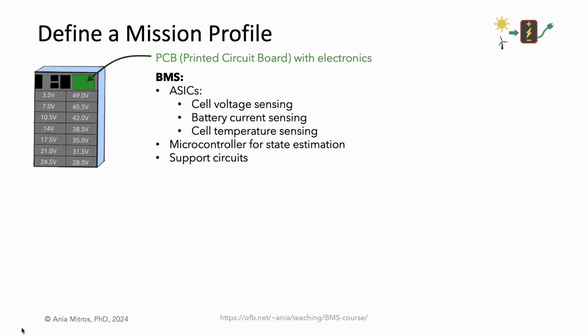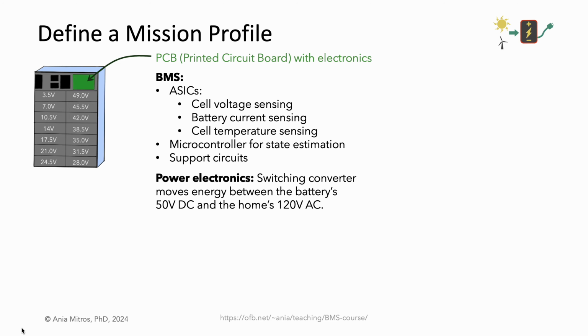It includes chips for voltage sensing, battery current sensing, and cell temperature sensing. We also have a microcontroller for state estimation, diagnostics, and safety functions, and some support circuits, for example, to control the battery switch. The system also includes power electronics or inverters to move energy between the 50-volt battery and the home's 120-volt AC. These switching converters are highly efficient but not ideal. They will dissipate some heat. We know that the cells have a max operating temperature of 40 or 45 C. Lithium-ion cells are damaged by higher temperatures. Our ambient temperatures may be similar.